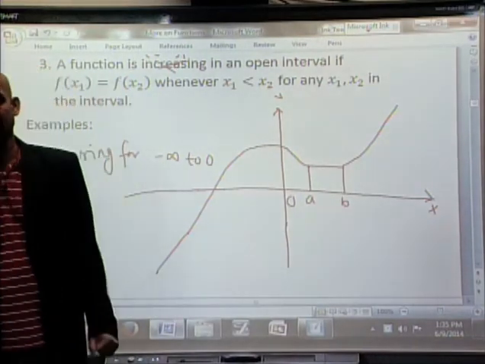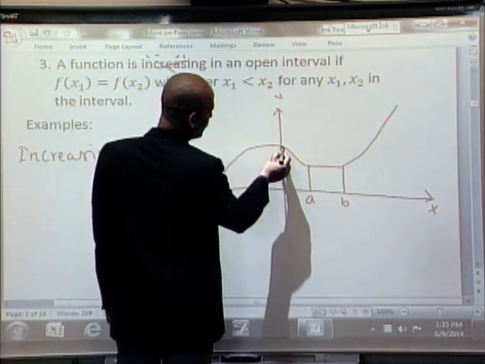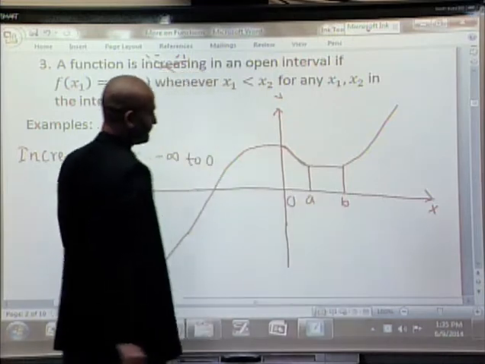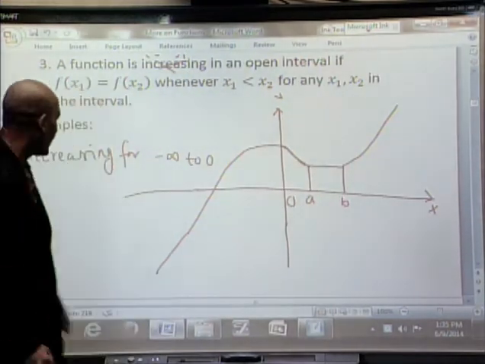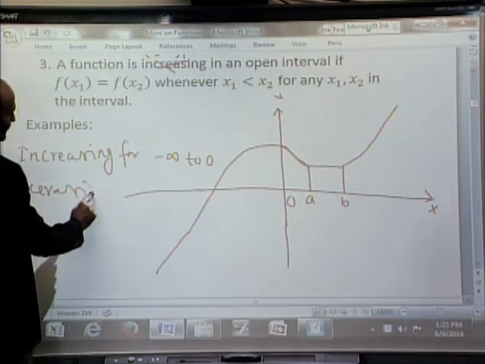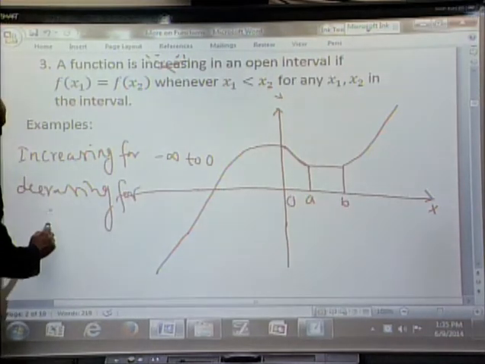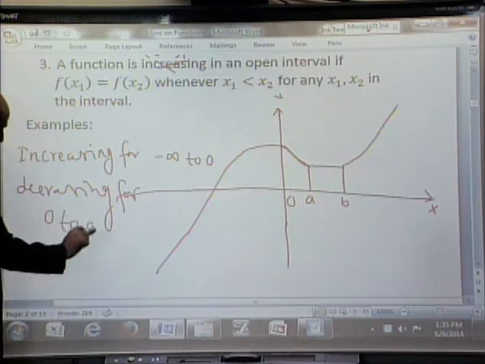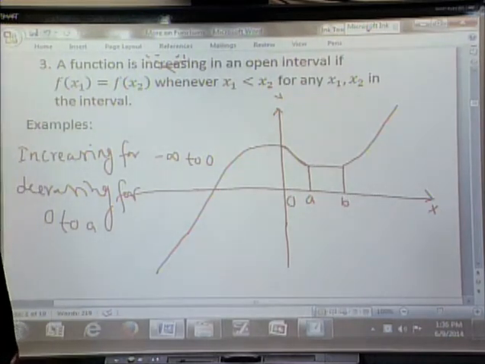So, it is increasing. Now, from 0 to a, in this region the function is going down, which means it is decreasing. So, I can say decreasing for x equal to 0 up to a. From x equal to 0 to a, the function is decreasing.